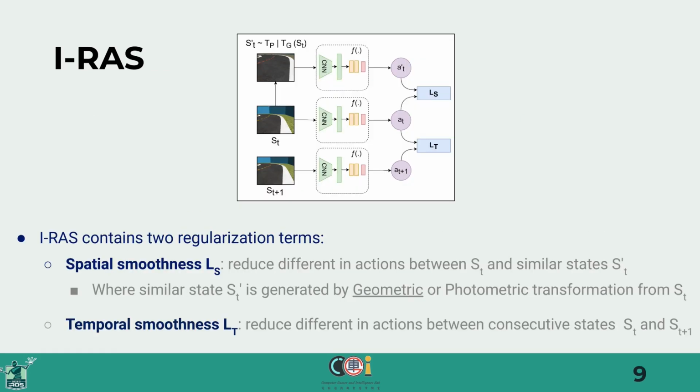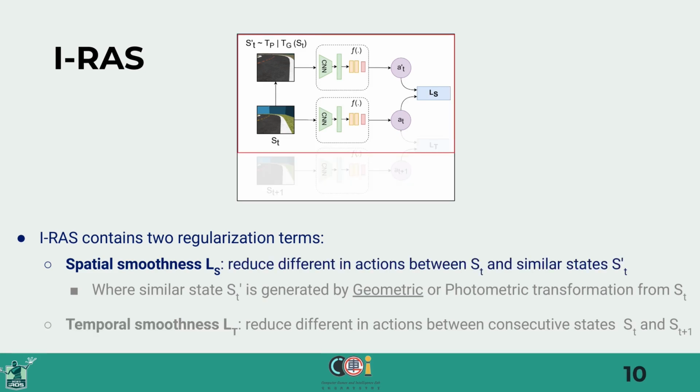In this work, we're dealing with high-dimensional data, where the input is an RGB image. We also use two regularization terms. First, the spatial smoothness term encourages the model to reduce the difference in action between two similar states. We use a domain randomization method to generate similar states from the current state.